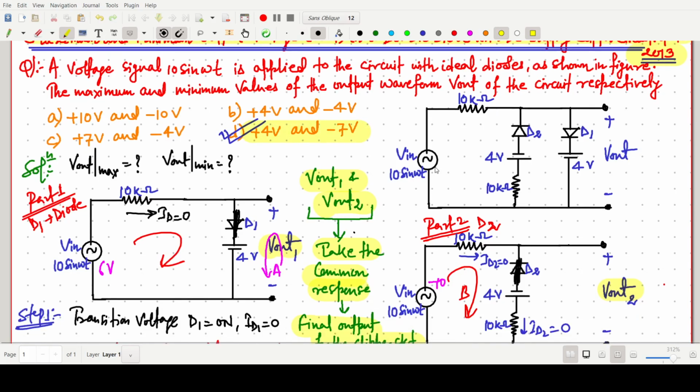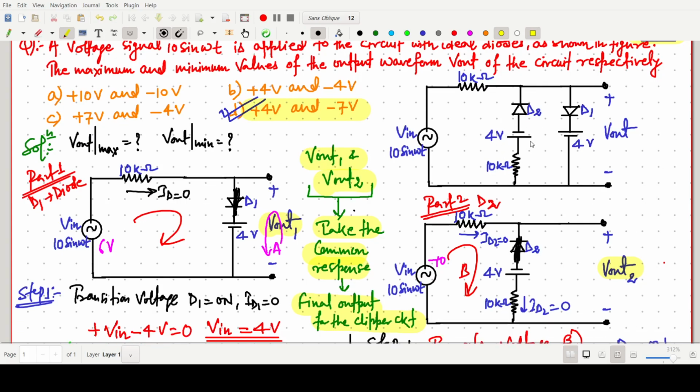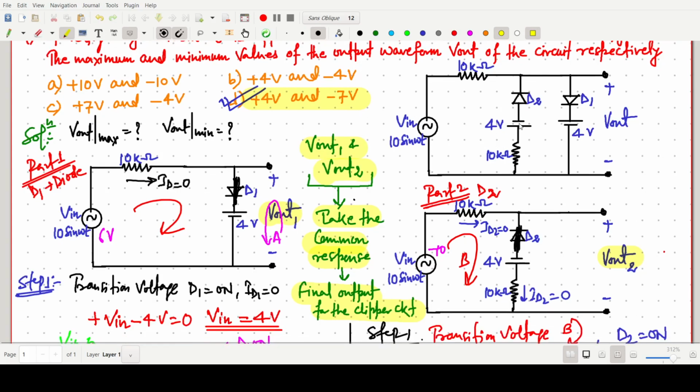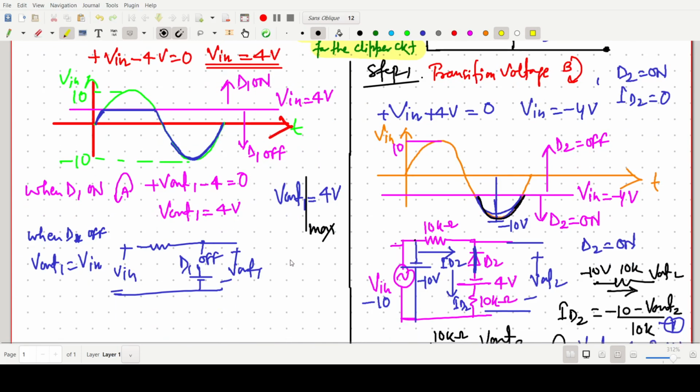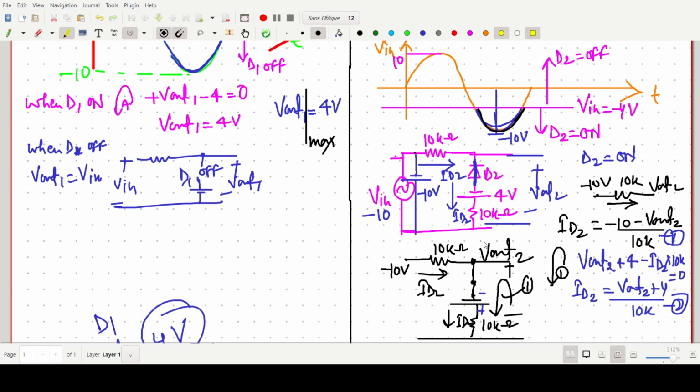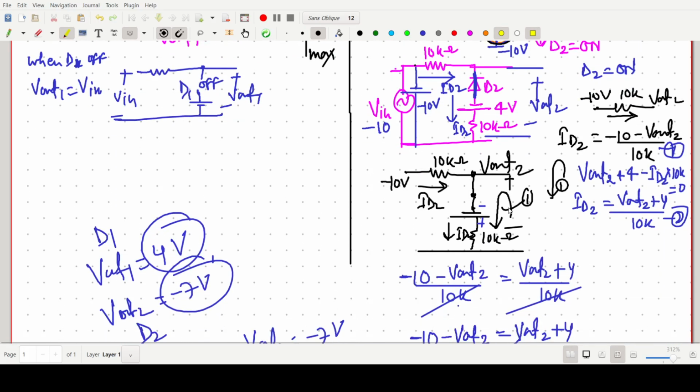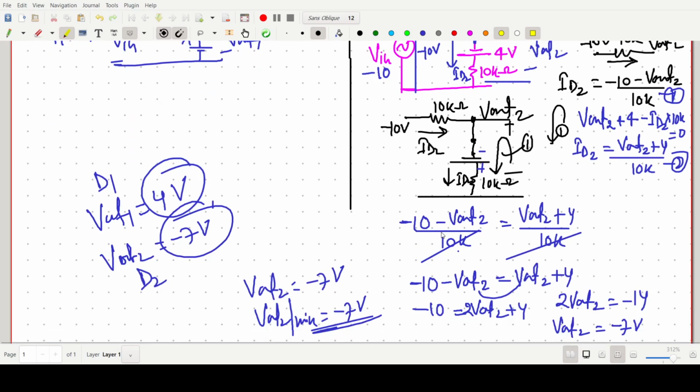So first try to break this one as a two-diode problem, and then we have to find the output response. So we have to find the maximum and minimum value. Here for the minimum one, because both the currents will be the same, I had made a mistake, so minus 10, and V output minus 7. So this one is the answer.